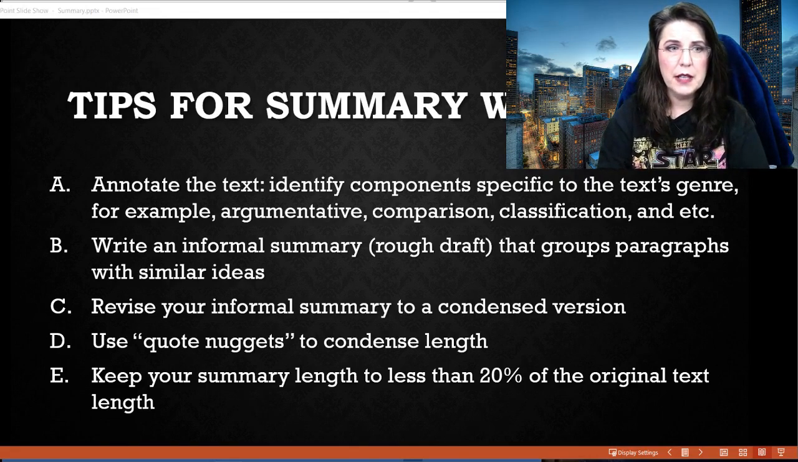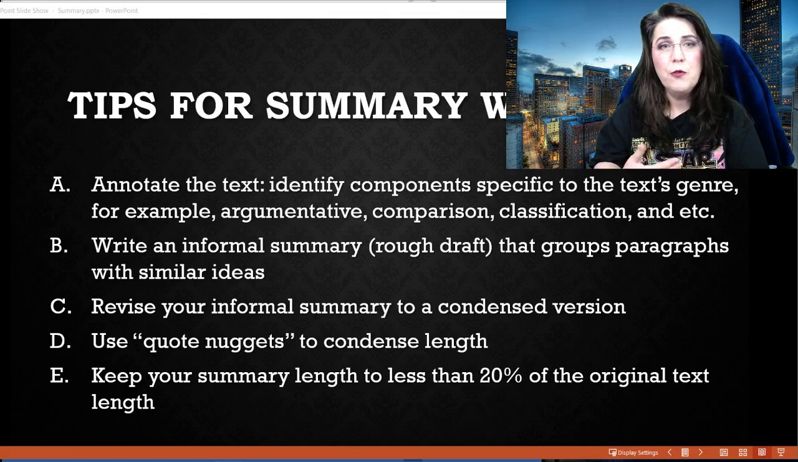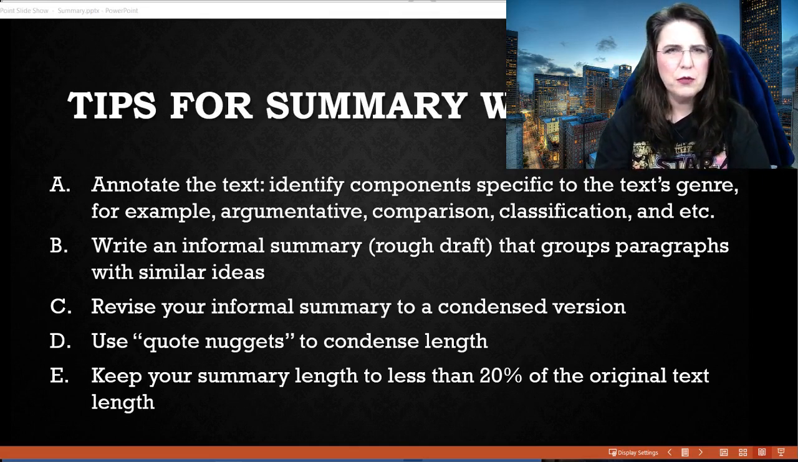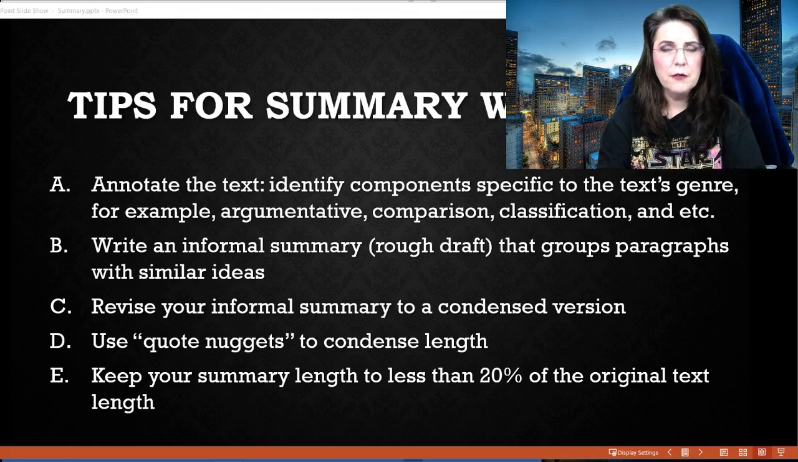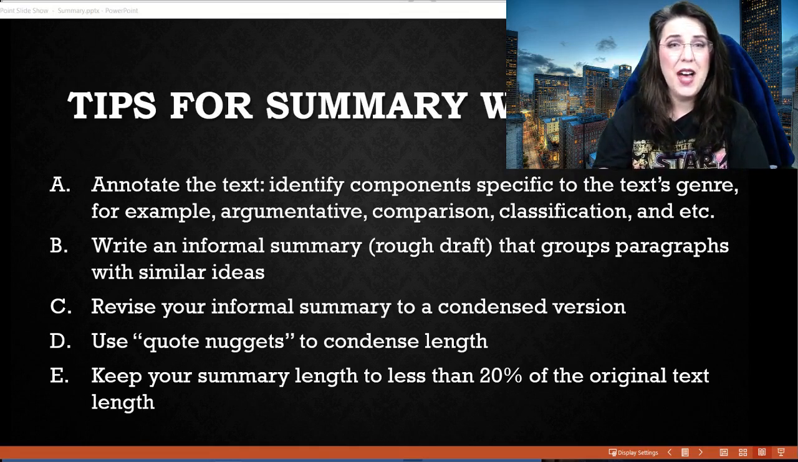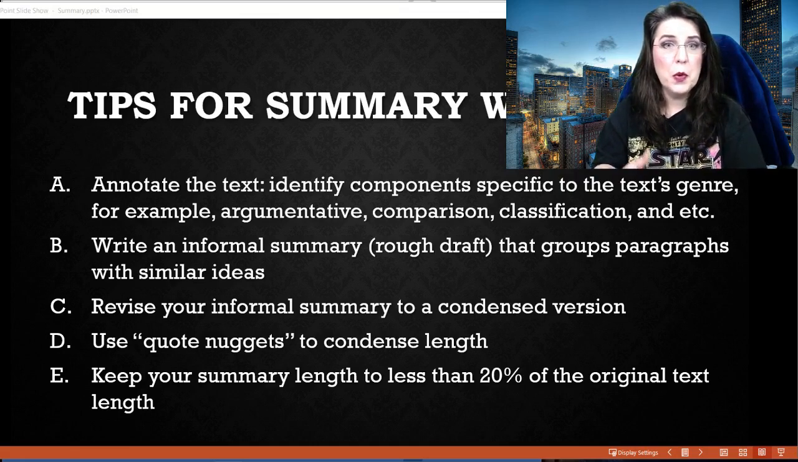Another tip for summary writing is that you do an informal summary, like a rough draft almost. As you're reading through the text, find paragraphs that discuss similar elements or similar ideas. Circle those paragraphs together and then determine whatever is the main idea for those paragraphs. This will help you to condense your writing. Finally, after you've written your informal summary, then you want to revise that informal summary to a more condensed version. The condensed version will have less details and it will focus more on the main ideas.